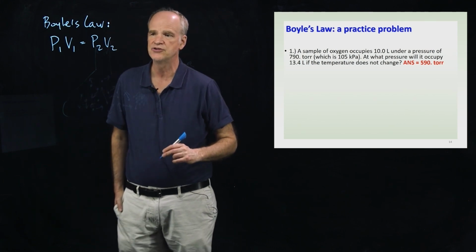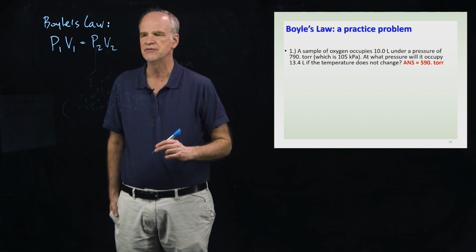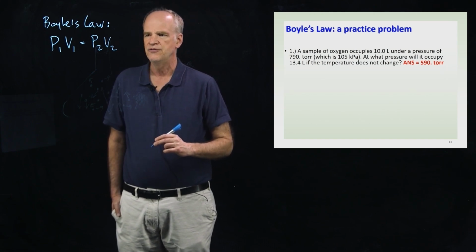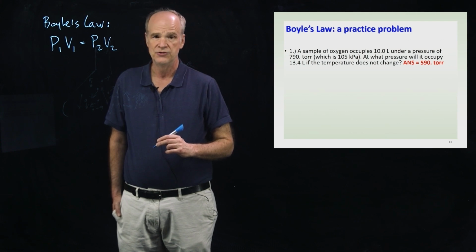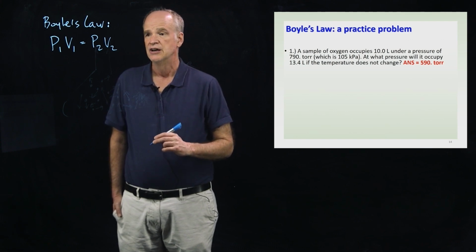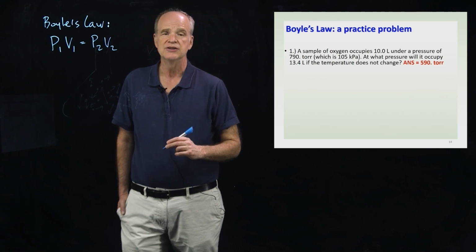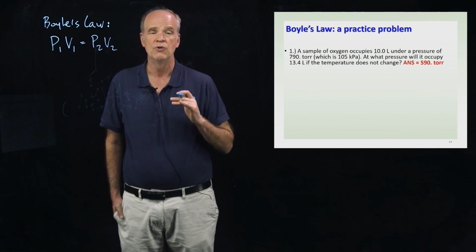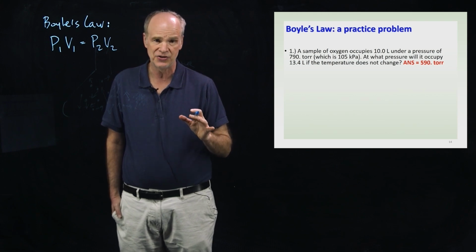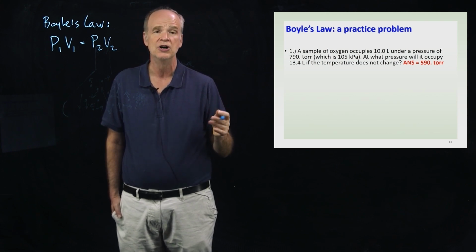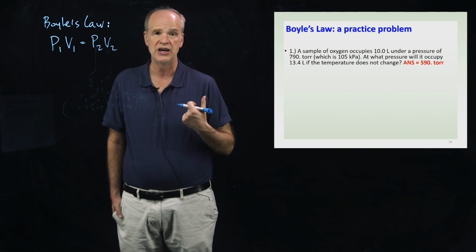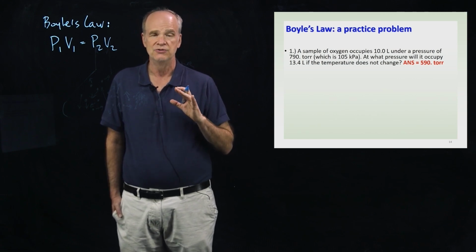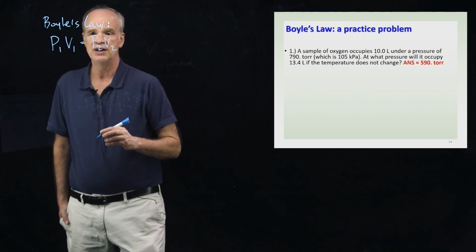It says a sample of oxygen occupies 10 liters under a pressure of 790 torr. At what pressure will it occupy if you're changing the volume to 13.4 liters if the temperature does not change? Okay, so what we're going to do is try to find what this new pressure of the gas is when it changes into a new volume, holding the number of moles and the temperature of the gas constant. So the way we approach this is probably to first assign variables. So let me go ahead and do that.